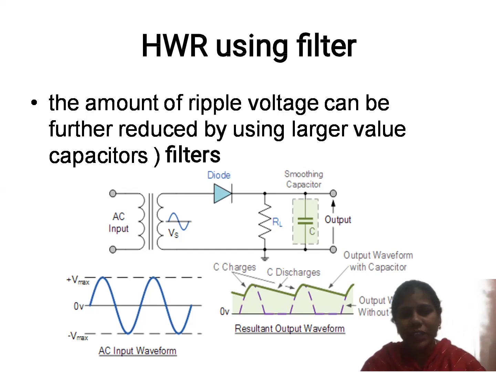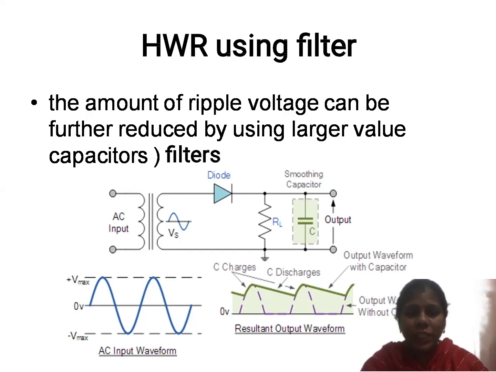Not only the capacitor, we can also use an inductor as a filter. We can use a combination of L and C, and also the combinations of LCL or CLC filters. Those filters can also be called pi filters.